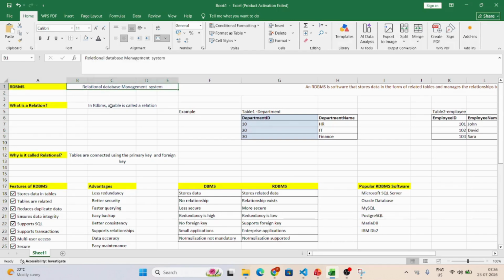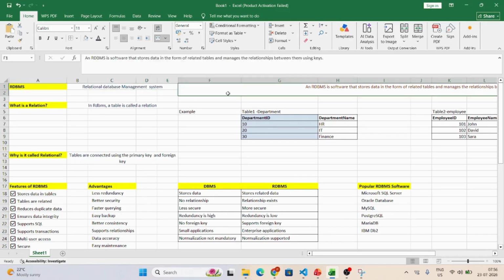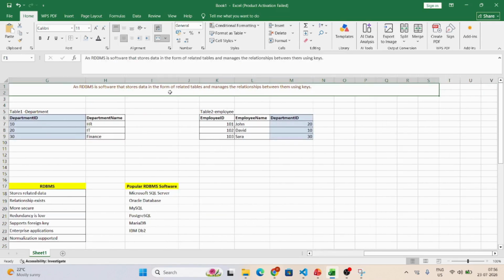RDBMS is Relational Database Management System. Here we have the definition, we will go through it. RDBMS is software that stores data in the form of related tables and manages the relationships between them using keys. Here we need to understand related tables and relationships between them using keys. Keys in SQL come under constraints, like primary key and foreign key.